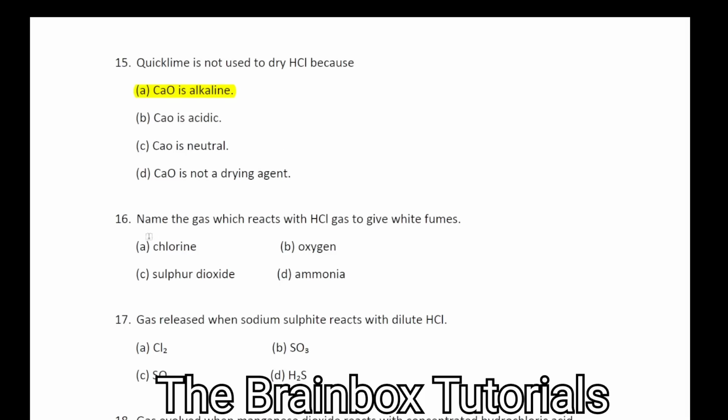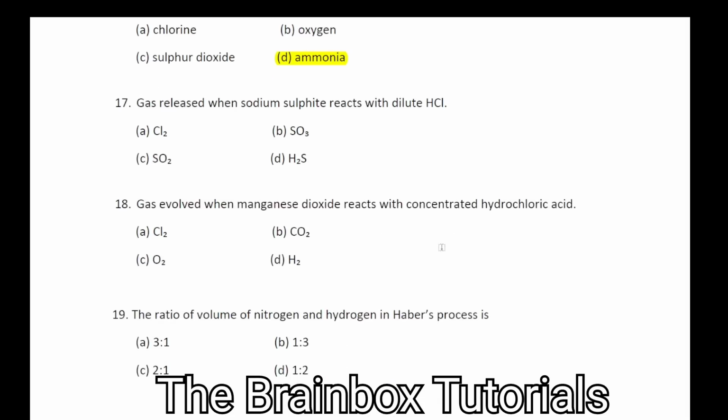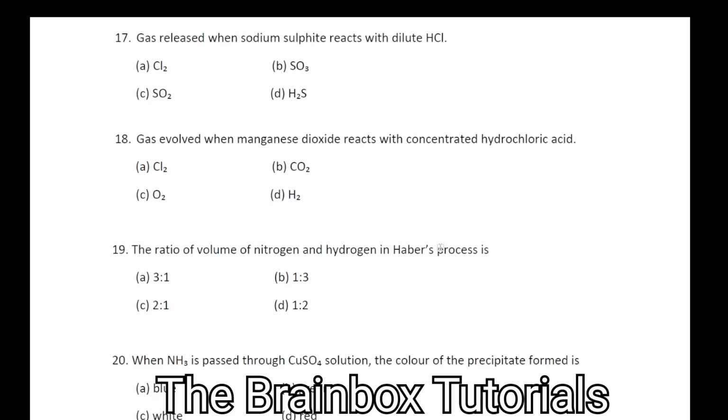Number 16, name the gas which reacts with HCl gas to give white fumes. And the options are A, chlorine, B, oxygen, C, sulfur dioxide, and D, ammonia. This is an easier one. Correct option is ammonia, and white fumes of ammonium chloride are evolved. Now let us do number 17.